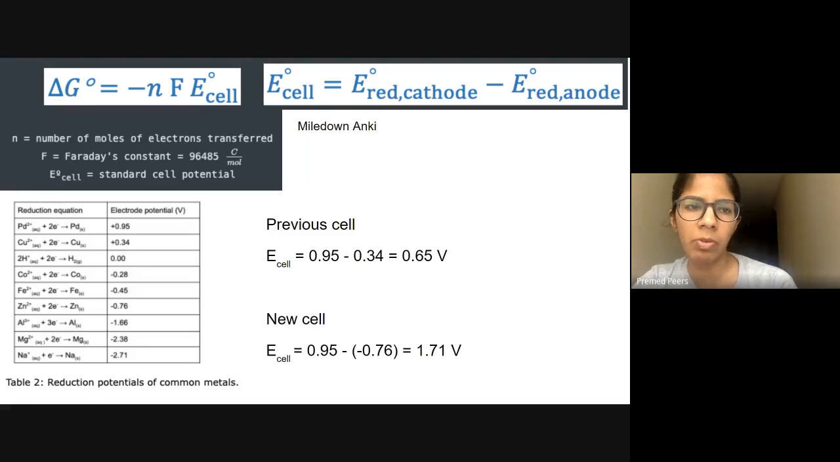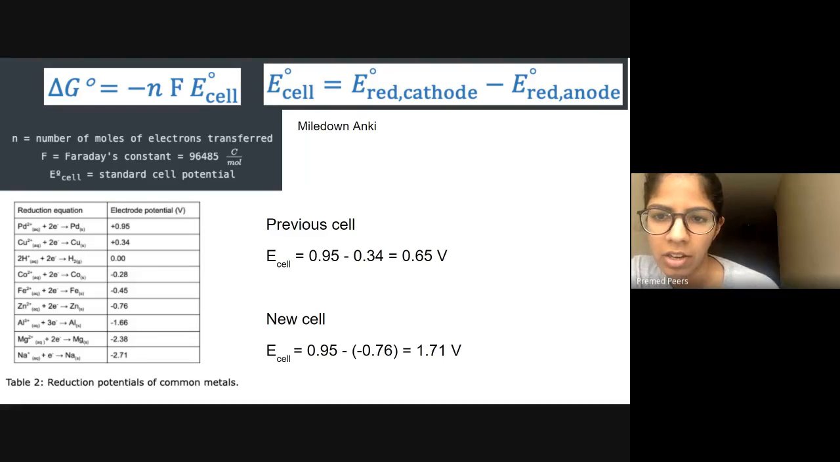Now the question asks, what if we switch copper with zinc? So instead of subtracting 0.34, we subtract negative 0.76, and that's what I'm doing here. When I do that, I get an even higher E cell. So when I look back into the formula in the top left, if my E cell gets more positive, my delta G gets even more negative, so your delta G is further decreasing. Does that make sense? You can unmute yourself or put your question in the chat if it doesn't.